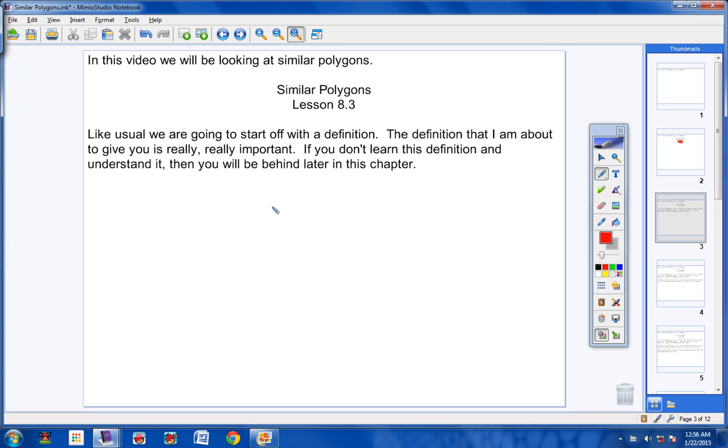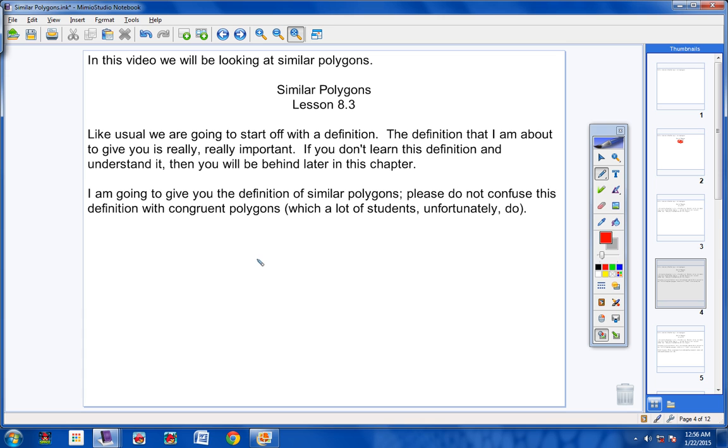The definition that I'm about to give you is really, really important. If you don't learn this definition and understand it, then you will be behind later in this chapter. I'm going to give you the definition of similar polygons. Please do not confuse this definition with congruent polygons, which unfortunately a lot of students do, so please be careful. Copy this definition down. You are responsible for it.